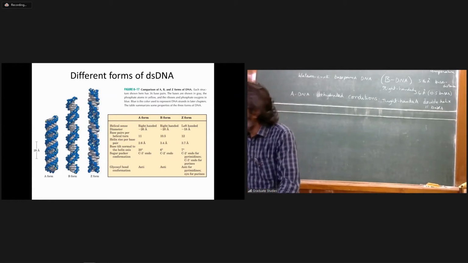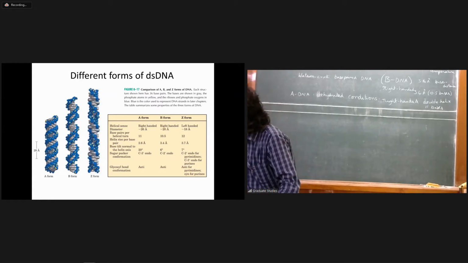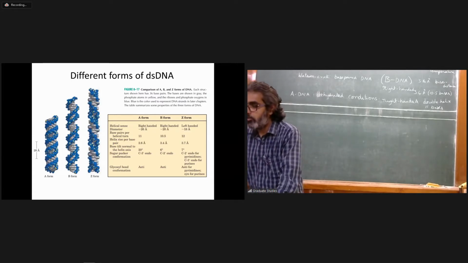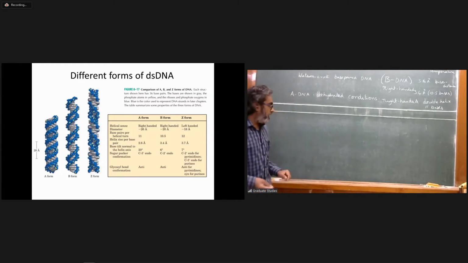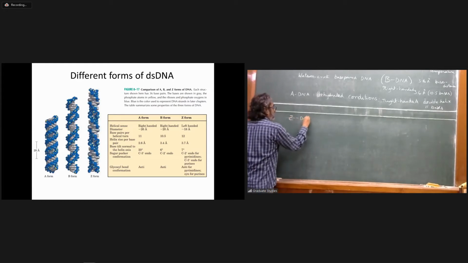So the blue is actually the phosphate backbone. The yellow atoms are the phosphorus atoms. You can really see that minor groove clearly in B, but in A you don't see it. But Z-DNA is completely opposite.